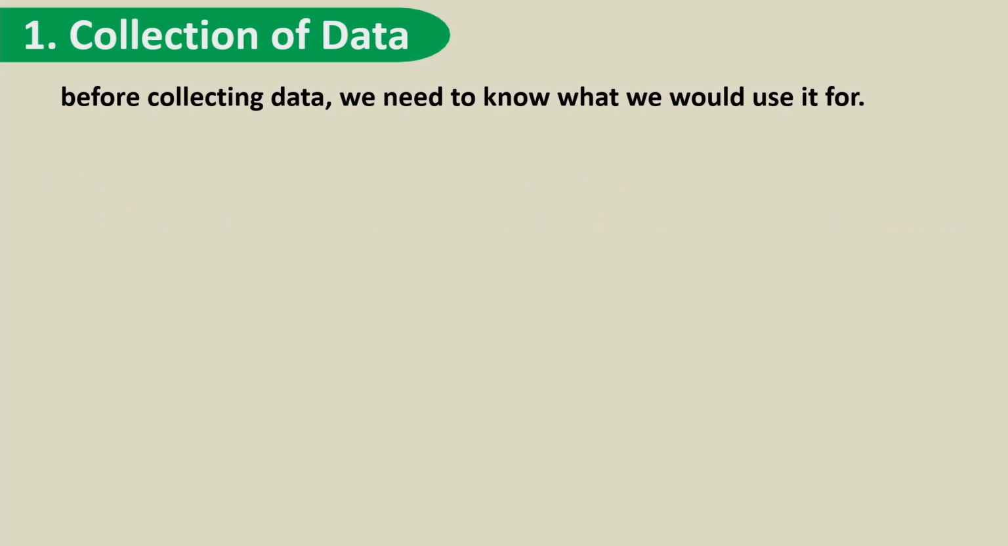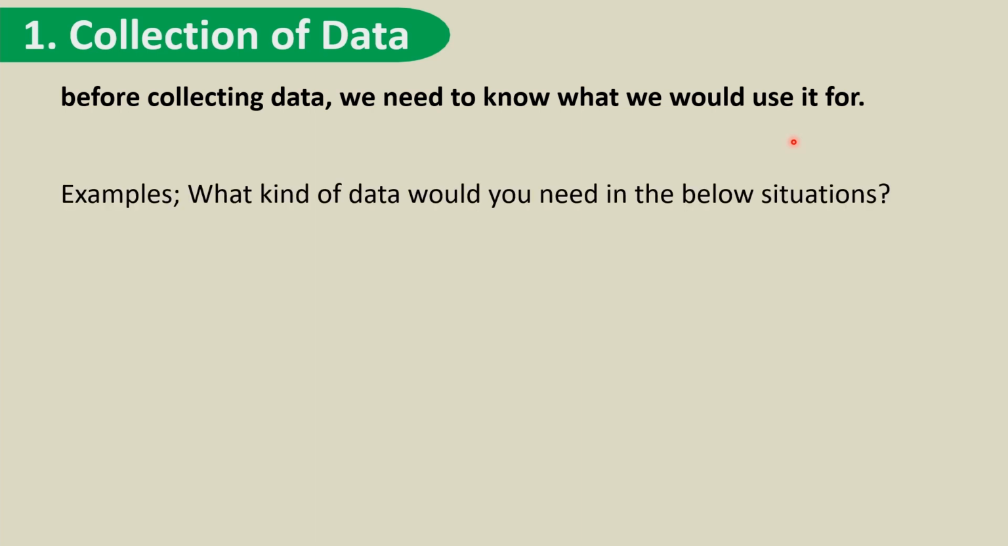Before collecting the data, we need to know what we would use it for. That means the kind of information we need to collect is decided only by the purpose of the data handling. So depending upon the purpose of the data handling, we have to choose appropriate data. For example, what kind of data would you need in the below situation?